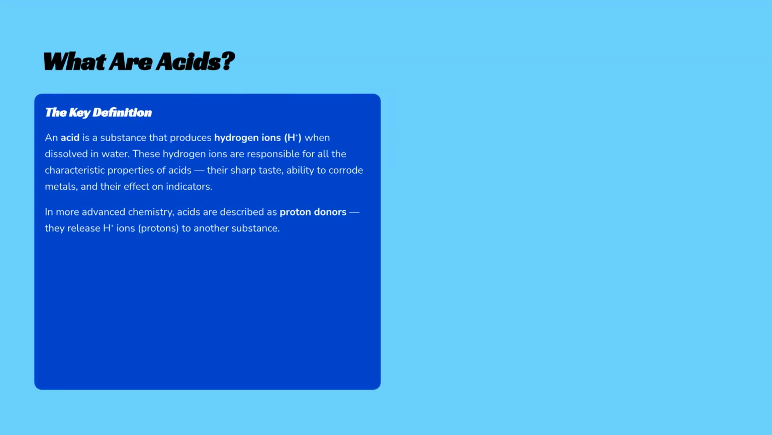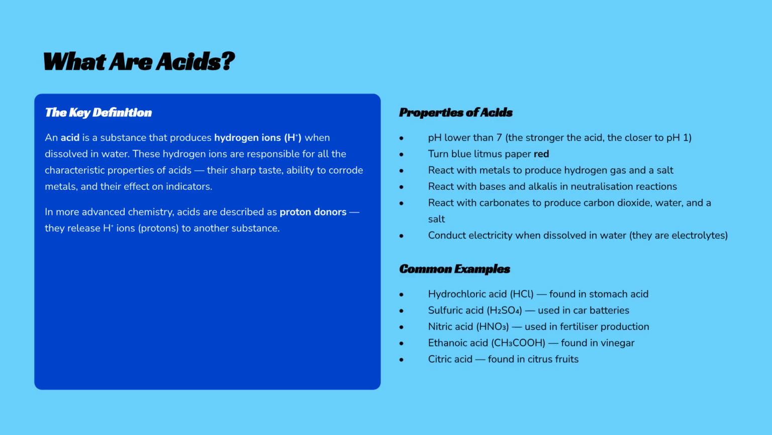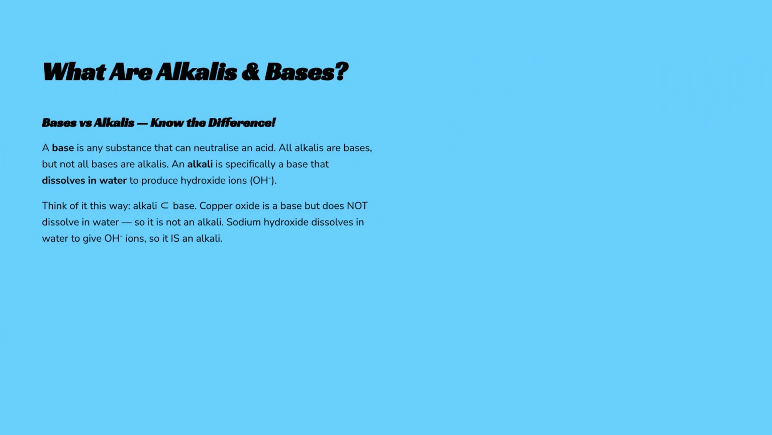Acids are substances that produce hydrogen ions, or H+, when dissolved in water. These ions are responsible for their characteristic properties. Acids can also be described as proton donors. Properties include a pH lower than 7, turning blue litmus paper red, and reacting with metals to produce hydrogen gas and salt. A base is any substance that can neutralize an acid.